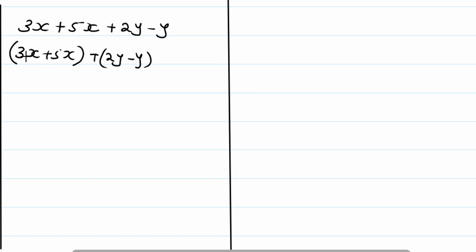So in this case, we have 3x plus 5x, which is 8x, and just do 3 plus 5, which is 8, then put x. Then plus this one, then 2y minus y will be y, because 2 minus 1 is 1. So it will be y. And that becomes the solution for this question. Can we go to the next one, which is a bit complex?